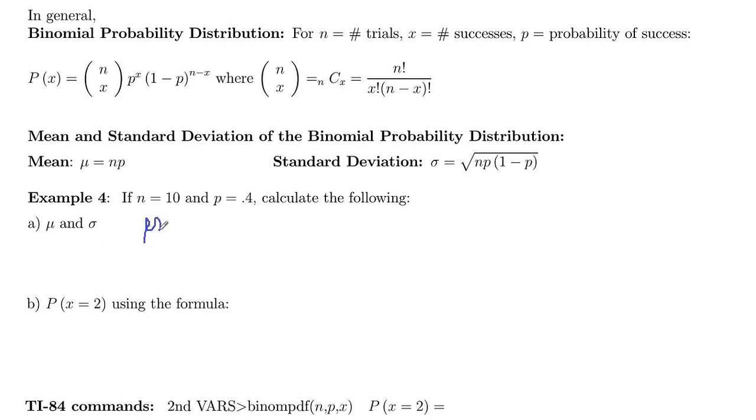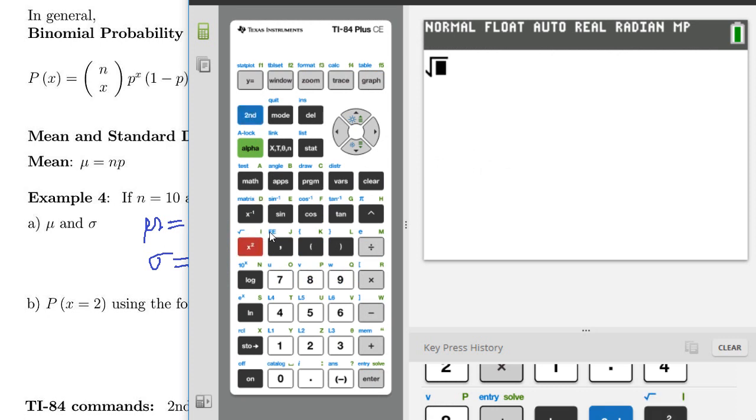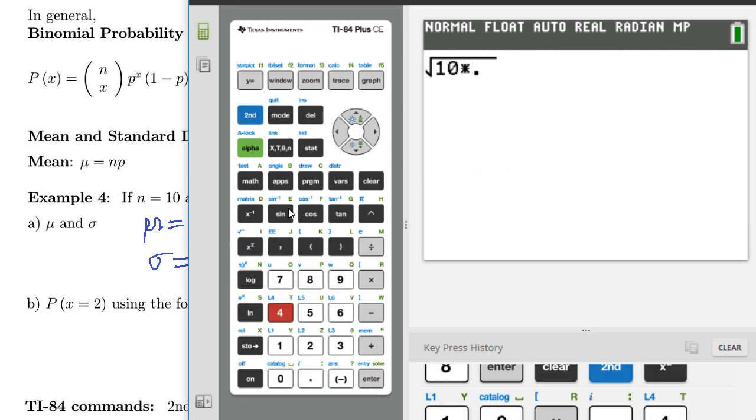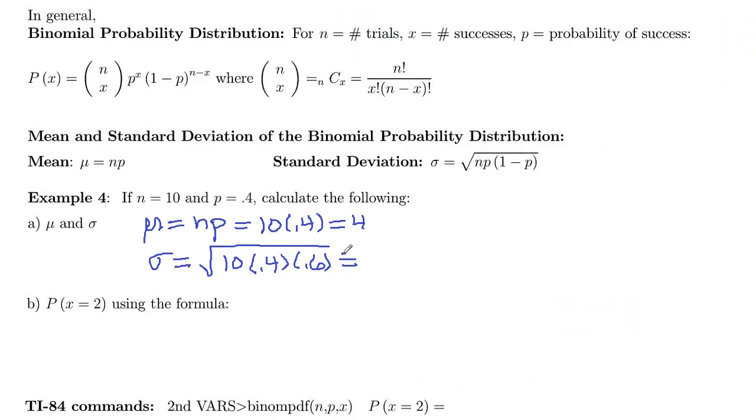So our mean here is just going to be n times p, which is 10 times 0.4, which is 4. So 4 successes on average. And then our standard deviation sigma is root np(1 minus p). So 10 times 0.4, and then 1 minus 0.4 would be 0.6. Let's compute that on the calculator. So we've got square root of 10 times 0.4 times 0.6, 1.55 to 2 decimal places.